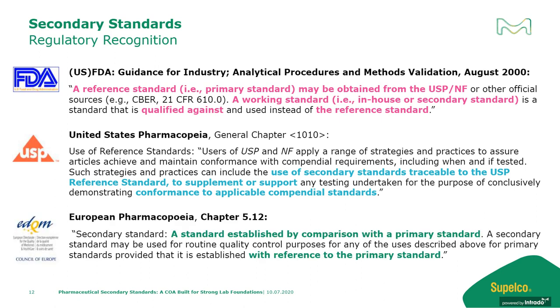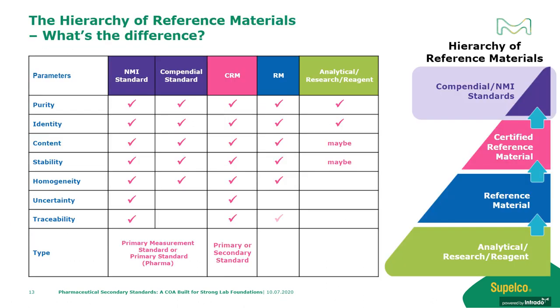And then my final example is from the EDQM, Chapter 512, which defines a secondary standard as a standard established by comparison with a primary standard. A secondary standard may be used for routine quality control purposes for any of the uses described, provided that it is established with reference to the primary standard. These are just 3 examples of support for the use of a secondary standard, and it shows that a secondary standard is valid. So to summarize the hierarchy of reference materials, we can again consider the pyramid of standards.